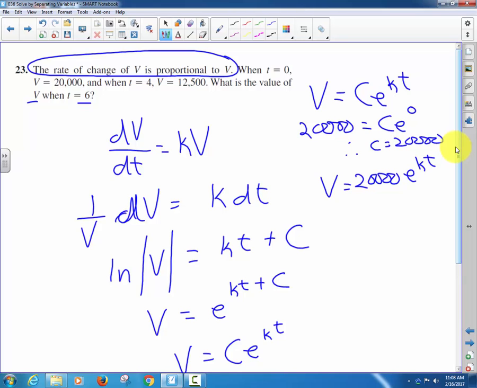Well, 12,500 is V, and then 4 for T. Right. Now we can use this other piece of information right here. When T is 4, so over here on the right side, if I say 20,000 e to the 4k, that's got to be equal to 12,500. Y'all with me there?